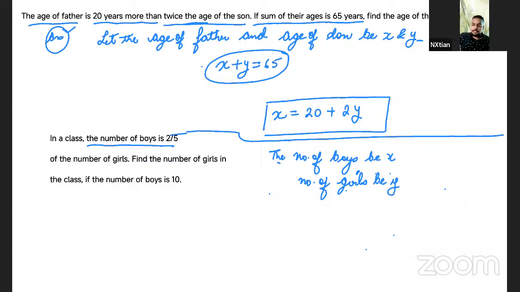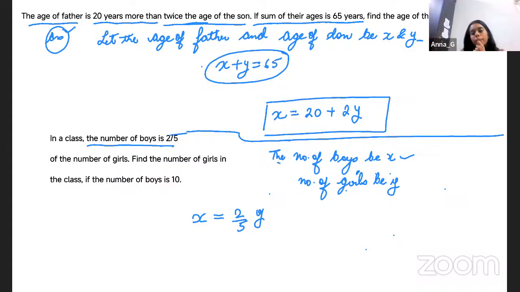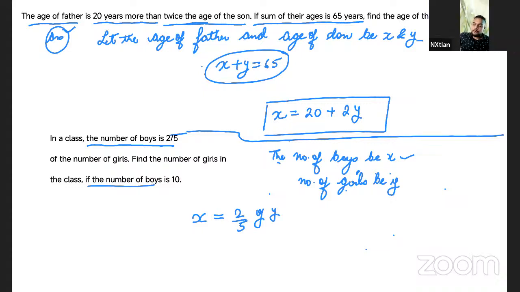The number of boys is X. What is the meaning of is? Is equal to. 2/5 of the number of girls. Of means what? The number of girls is Y. And in the last it is given the number of boys, which is X, is equal to 10.